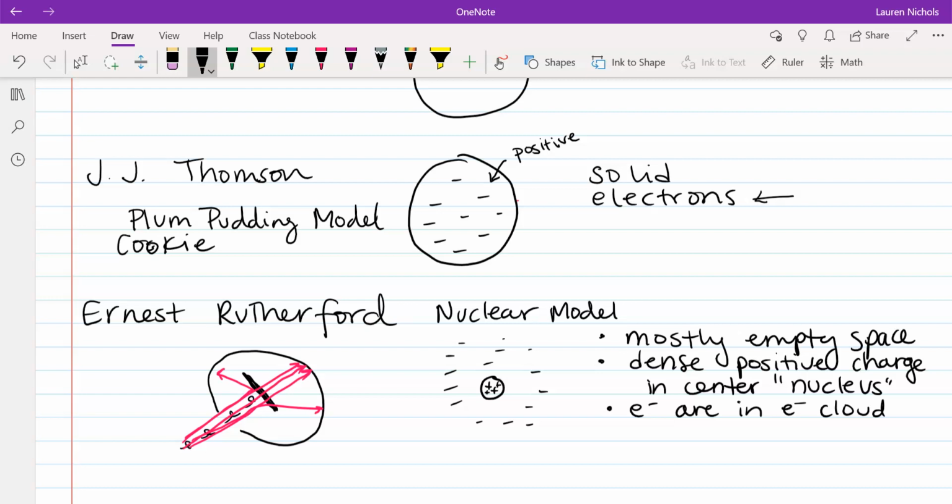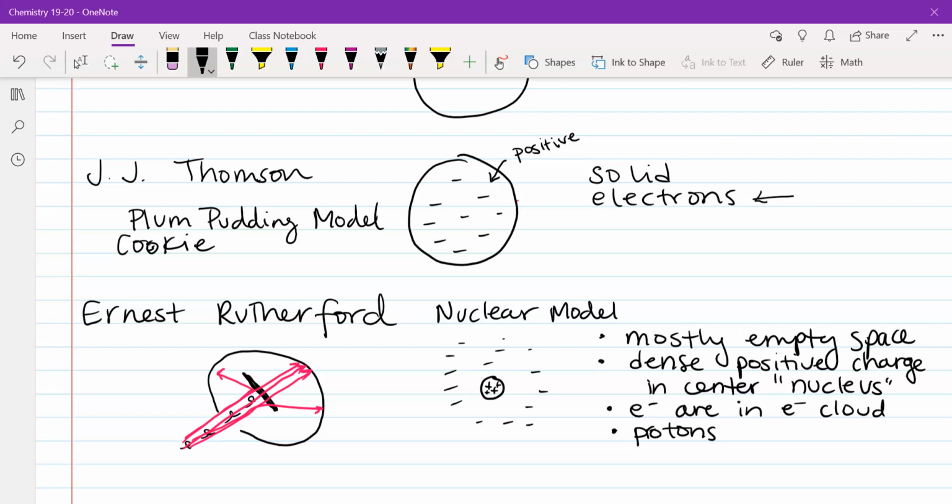dense positive charge in the center called the nucleus. The electrons are in the electron cloud, and he called those individual charges protons, or another scientist did. To be honest, I haven't looked it up, but we're going to credit it to Rutherford.